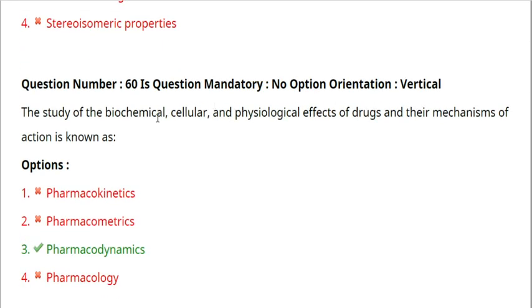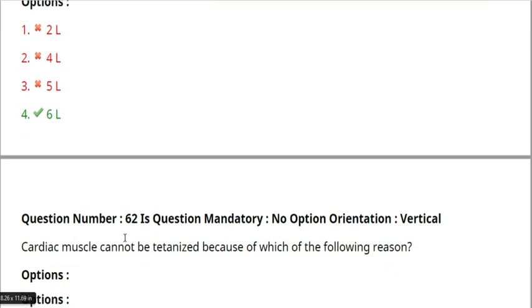The study of the biochemical, cellular and physiological effects of a drug and its mechanism of action is known as pharmacodynamics. Whereas what is meant by pharmacokinetics? It is the study of drug absorption, distribution, metabolism and excretion. What is meant by pharmacometrics? It is based on drug development. Next, pharmacology is the study of drugs.